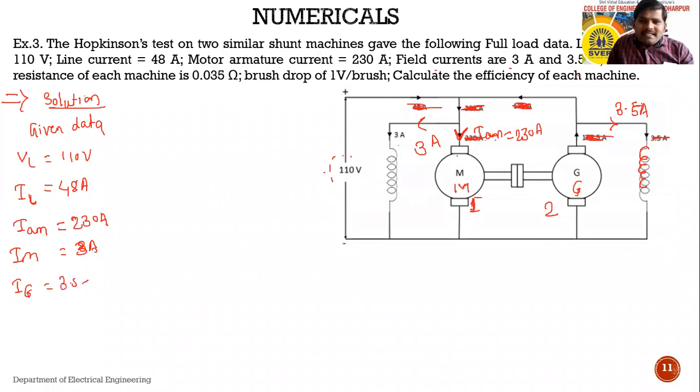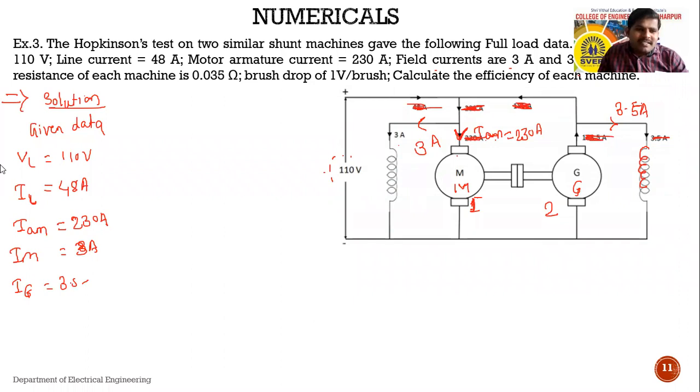Again, the resistance of each machine is given, that is the armature resistance of each machine. That means RA of the motor or the generator, for both machines, each machine having an armature resistance of 0.035 ohm. So the motor also has 0.035, and the generator has an armature resistance of 0.035.